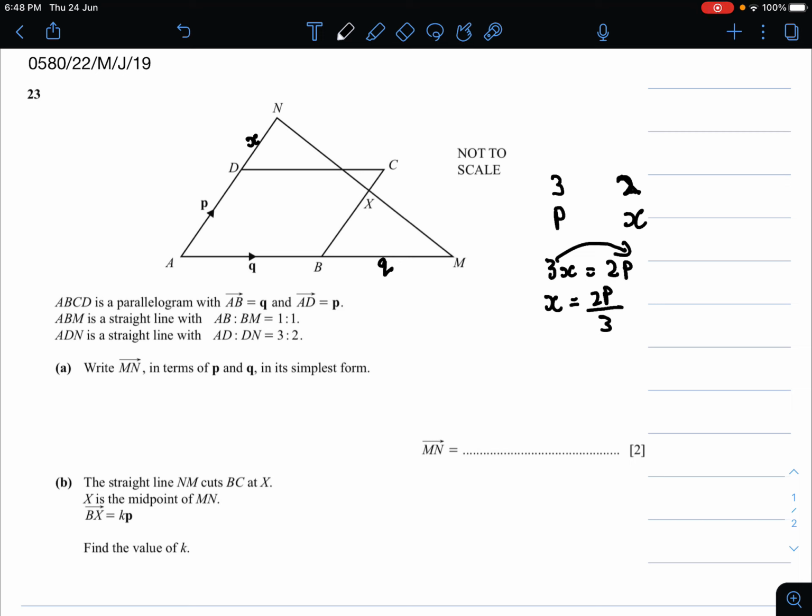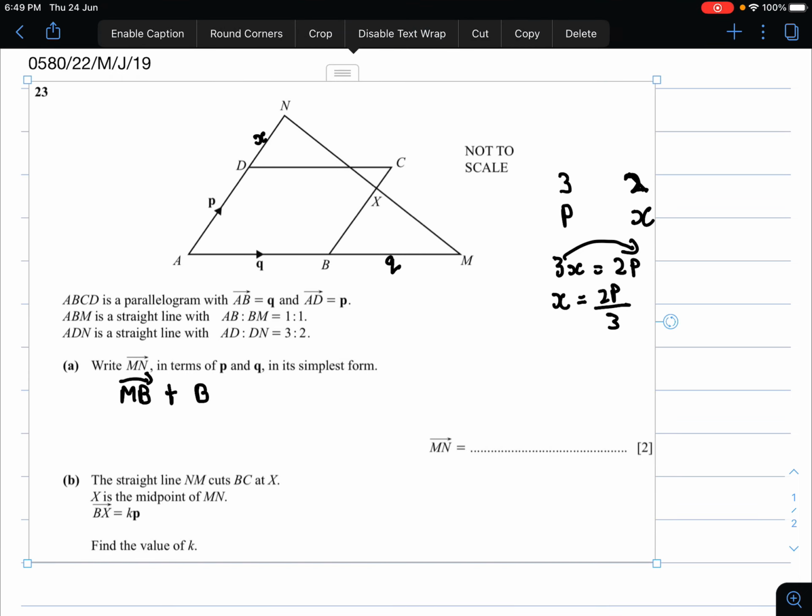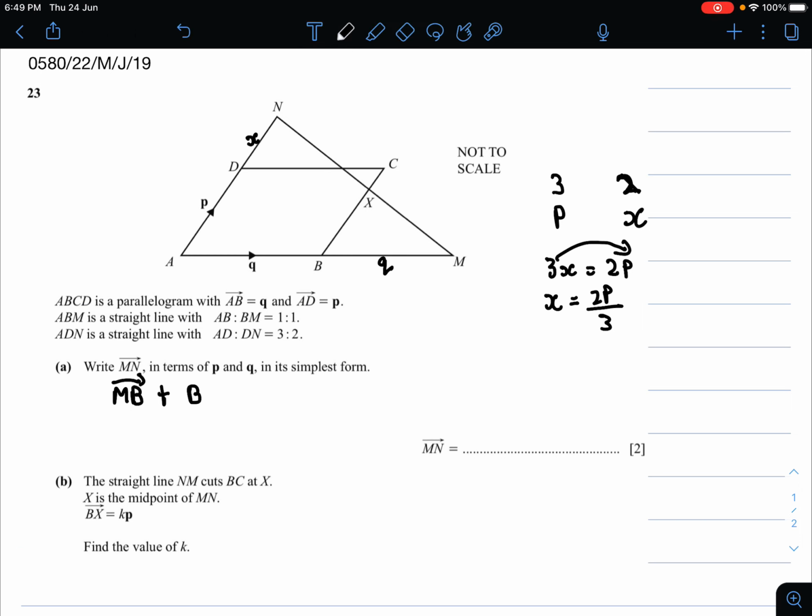Now we have to find MN. So how we can do that is we can work our way from MA, or actually instead of me directly writing that, I'll write MB plus BA plus AD plus DN. Now all we need to do is substitute the values.